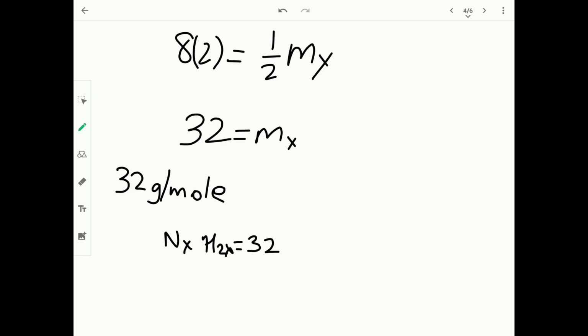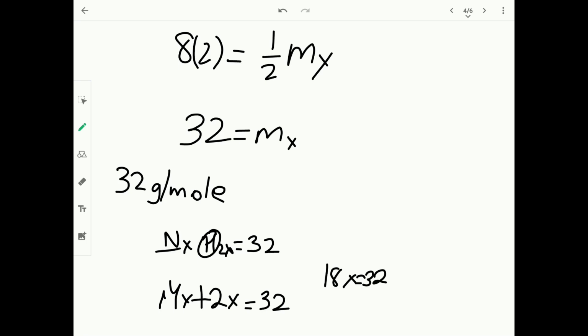The molar mass of nitrogen is 14, so 14 into x plus 2x, because H is 1, 1 times 2 is 2, equals 32. 18x equals 32. Oh wait, no, sorry, 16x. 16x equals 32. X is equal to 2. And that's the final answer.